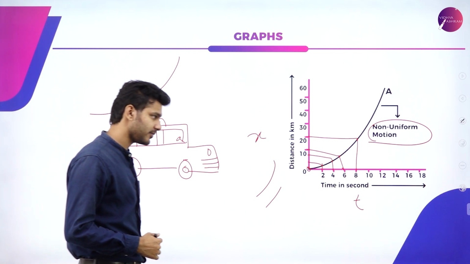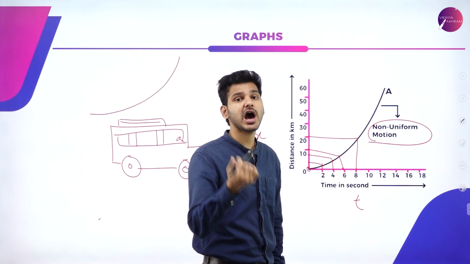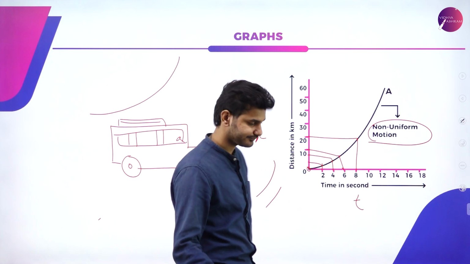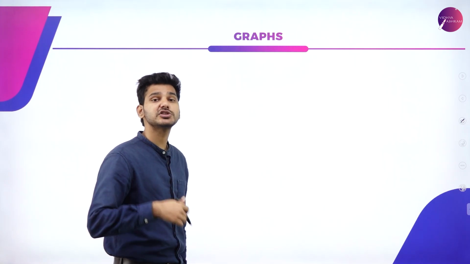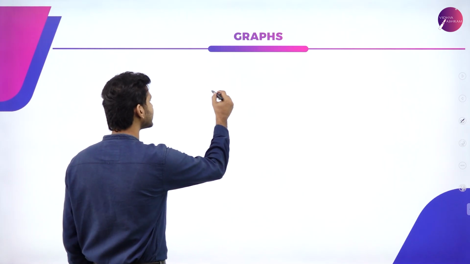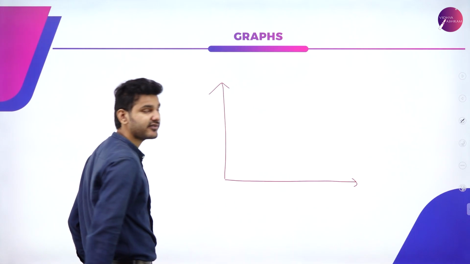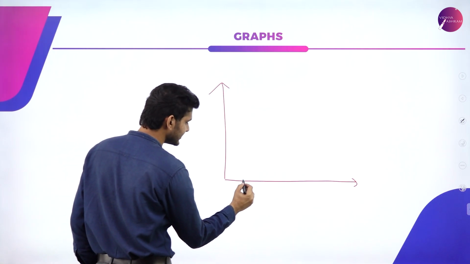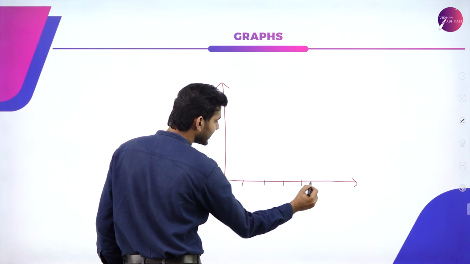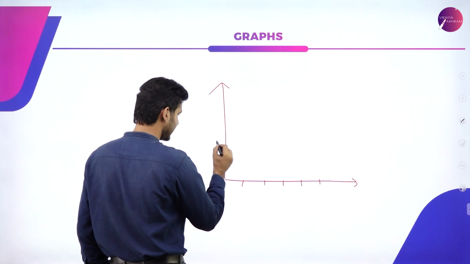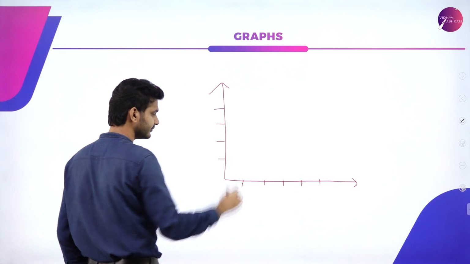So always remember, if the motion was uniform in nature, that is, I am measuring the same bus on the highway, let's say this is 2, 4, 6, 8, 10. This is also 10, 20, 30, 40.